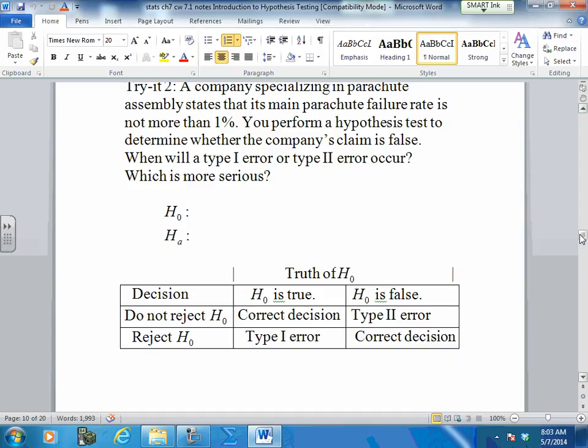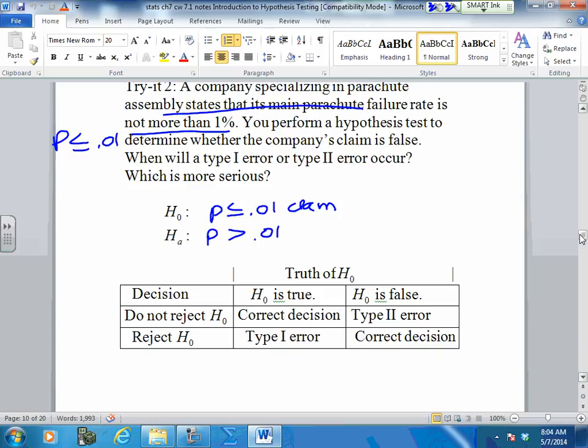It's about parachutes. A company specializing in parachute assembly states that its main parachute failure rate is not more than 1%. You perform a hypothesis test to determine whether this claim is false. Okay, here's his claim. If it's not more than 1%, how do I write not more than? Less than or equal to. Is this the H0 or the HA? This is the H0, and this time this is the claim. The HA says, then it's greater than 1%.